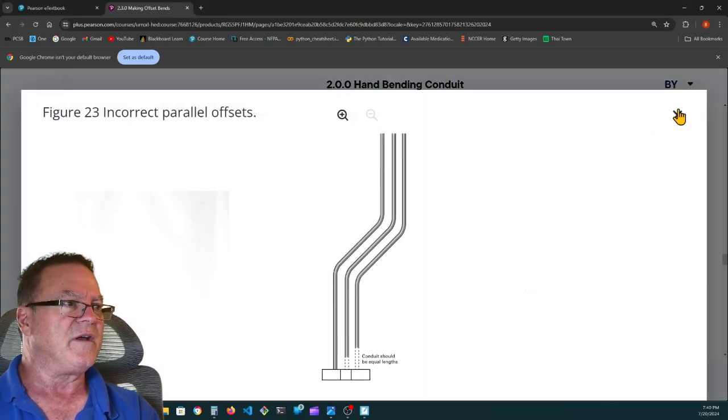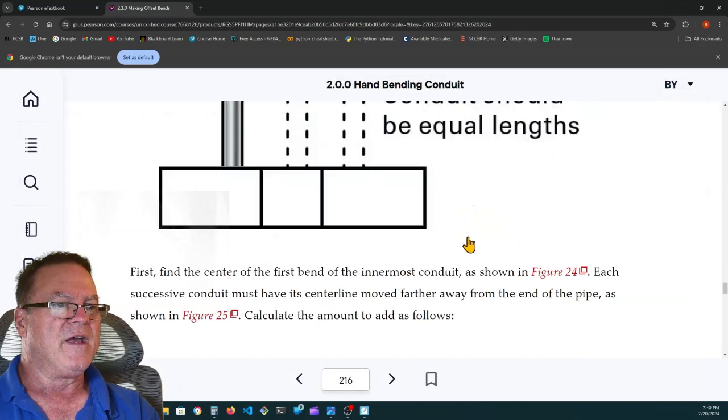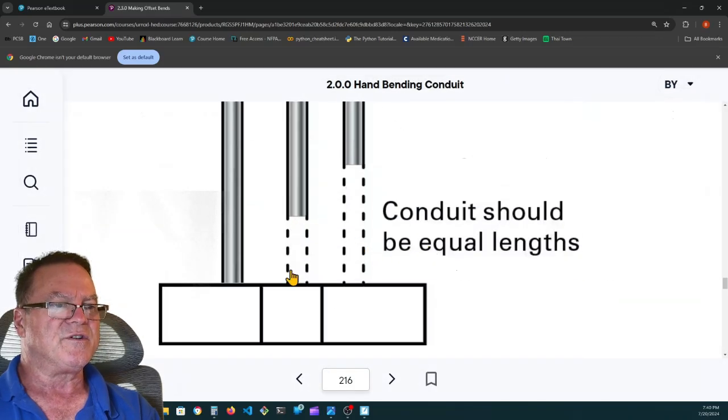Oops. Well, I didn't mean to do that. But so this second conduit should be 13/16 of an inch longer, and this one should be 13/16 of an inch longer than the second one.